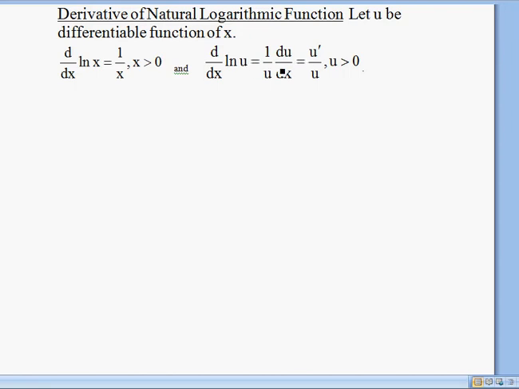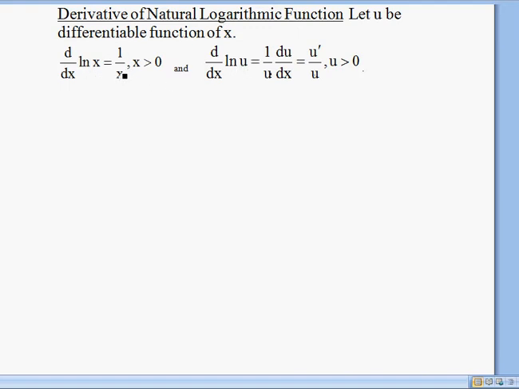Also, these two statements are the same. The u prime divided by u is the same thing as 1 over u times du dx. So these two statements are the same. And again, we're assuming that our function u is positive because you can't take the natural log of a negative number.